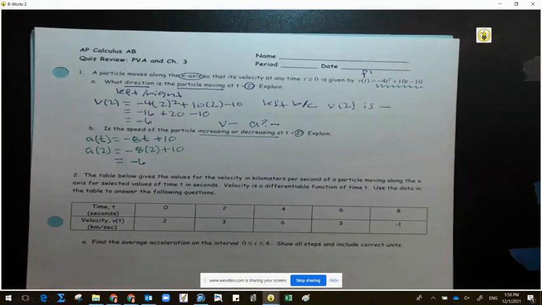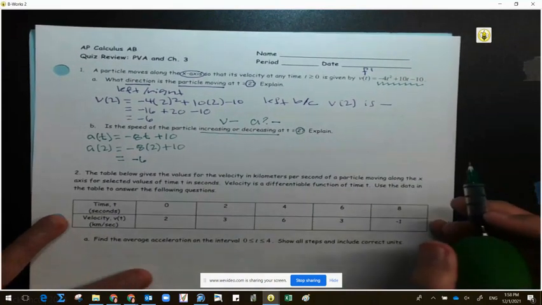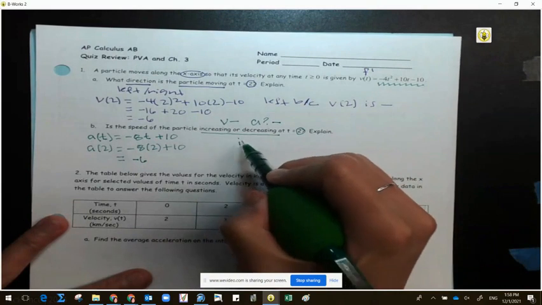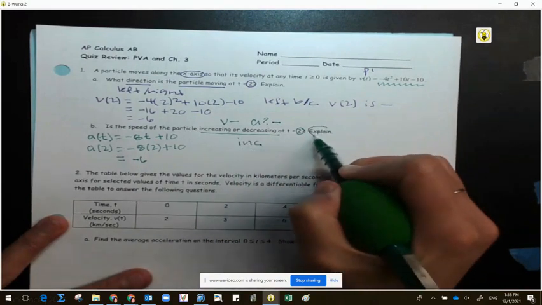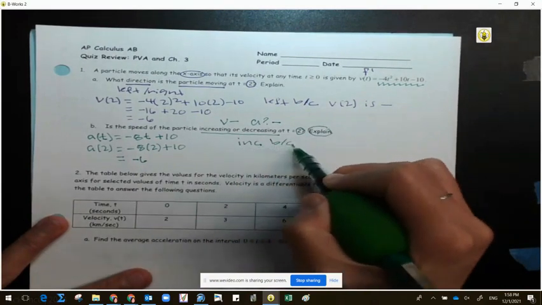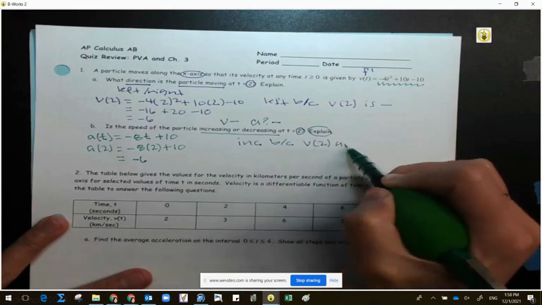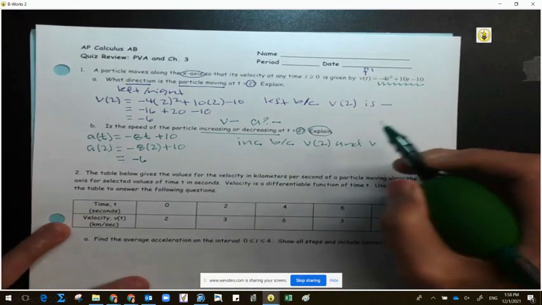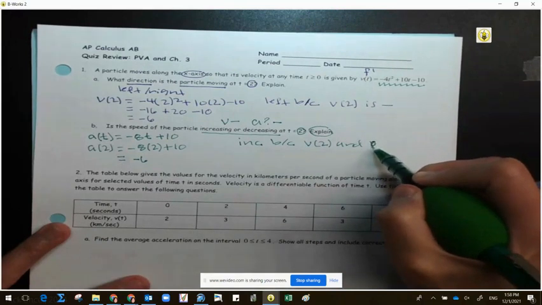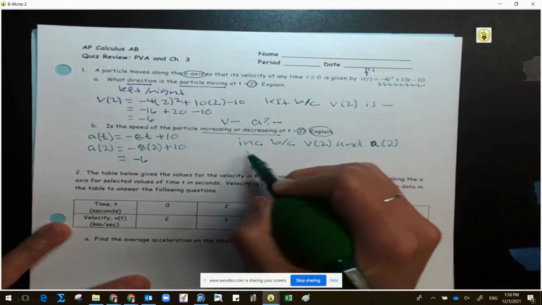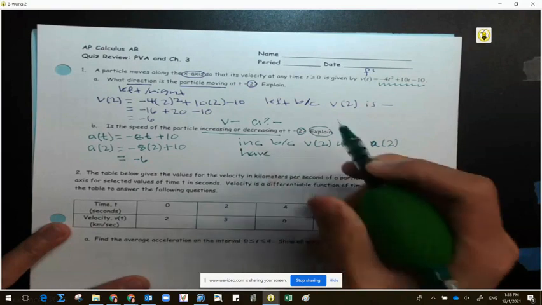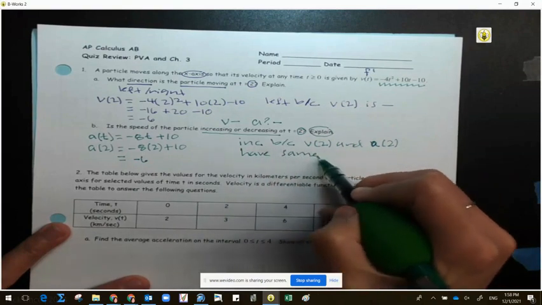So when I have the same sign, what is happening to my speed? Increasing. So let's write: it is increasing. And again, we have to explain. It is because V of 2 and not V, I can make that into an A, right? A of 2. What kind of sign do they have? Same sign.